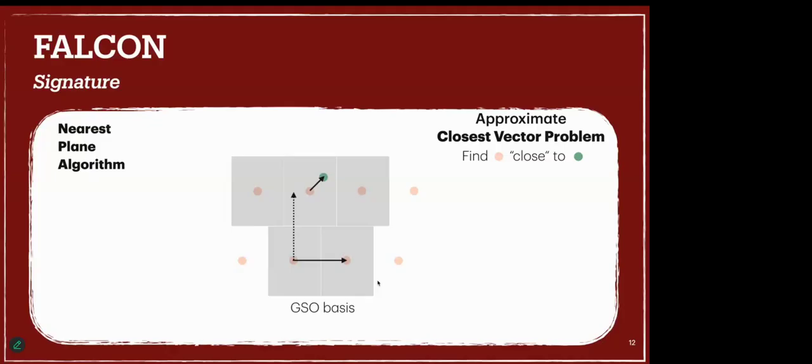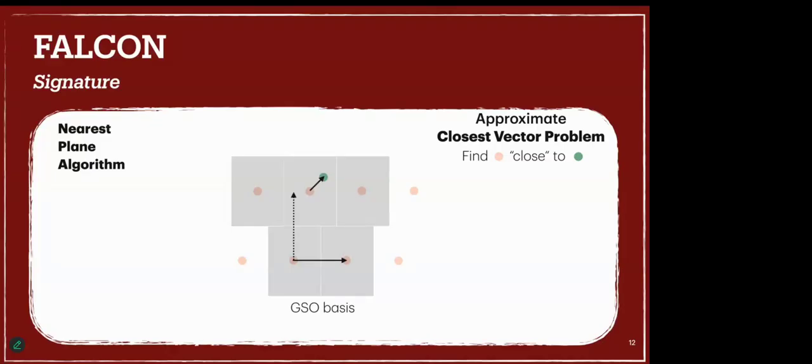That is, find a lattice point that is close to the random point, or at least close up to some approximation factor. So a good basis is a basis for which the approximation factor is going to be small, and a bad basis is a basis for which the approximation factor is going to be large.